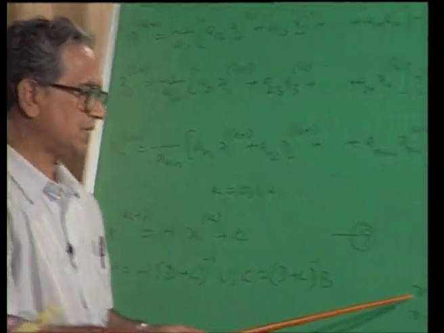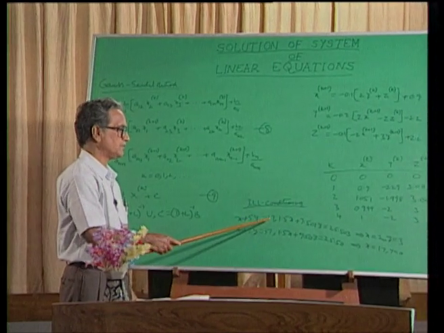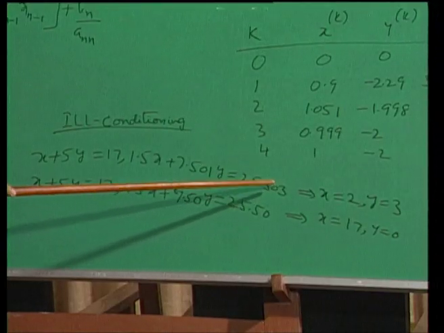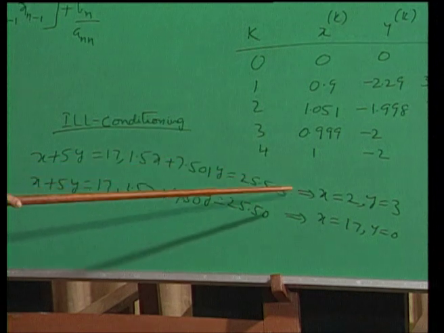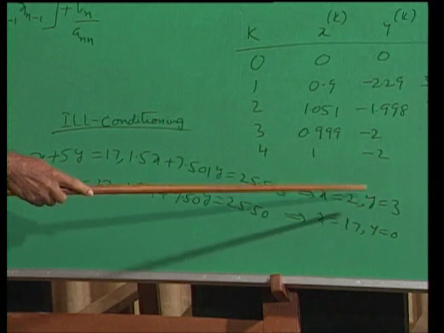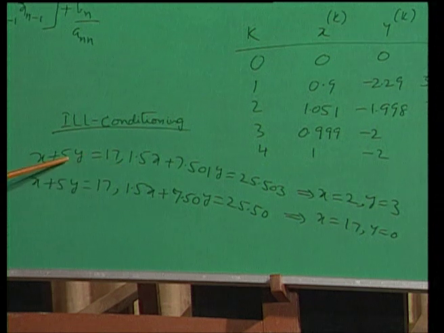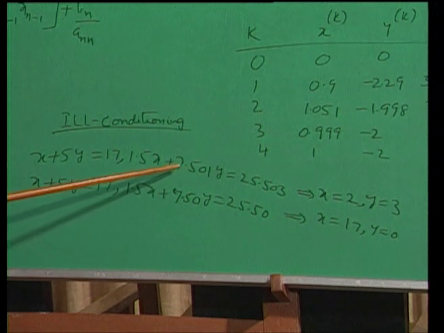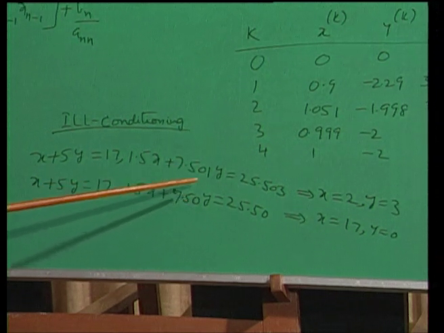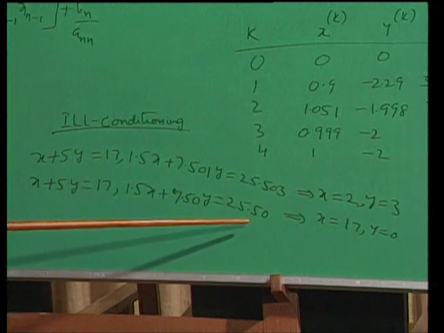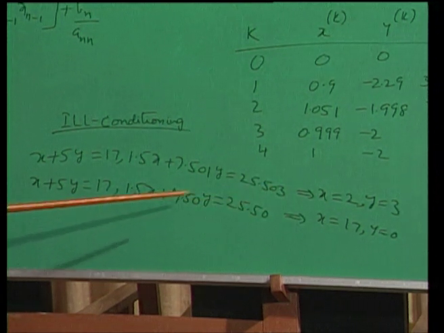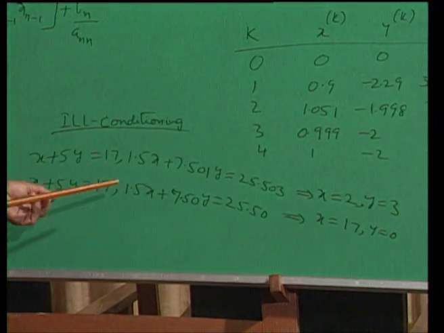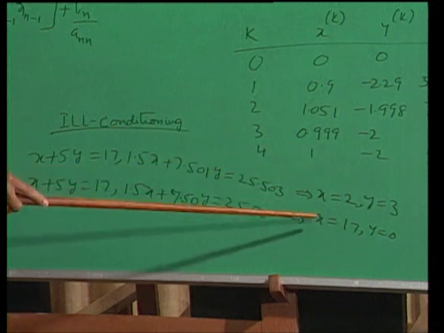For example, I start with these equations: x plus 5y is equal to 17, 1.5x plus 7.501y is equal to 25.503. The solution for this system of equations you can easily see as x is equal to 2, y is equal to 3. Now, if I slightly change these coefficients, suppose I round these off to two decimal places, thereby replacing 7.501 by 7.50 and 25.503 by 25.50, a slight correction, then what will happen? The solution now becomes x is equal to 17, y is equal to 0. So, due to these minor changes in the coefficients, there is a wide difference in the solution.